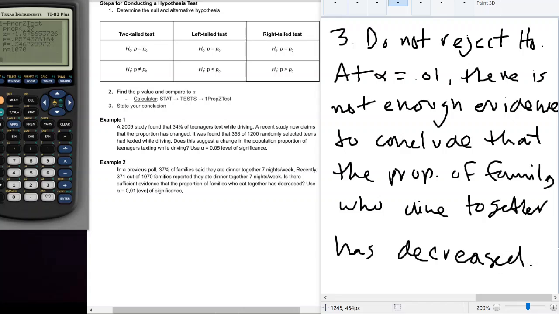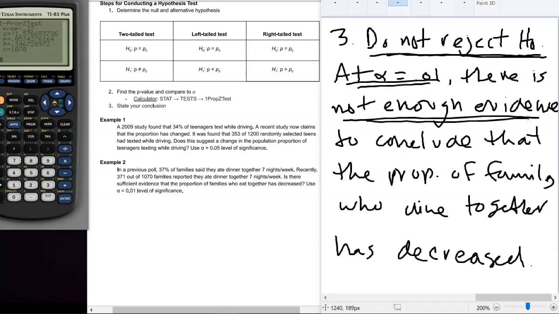Once again, this is a typical format of how we state the conclusion in a hypothesis test. We state whether we reject or do not reject. We had weak evidence against the null hypothesis, and if you have weak evidence against the null hypothesis, you cannot reject it. We've got to keep it. State the alpha level, and then state whether or not you had enough evidence. Here we had not enough evidence. And then finally, we restate the alternative hypothesis. The decrease was the alternative hypothesis, so we restated it at the end.